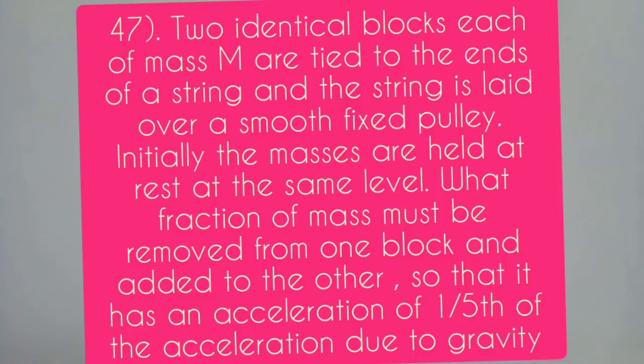Problem number 47. Two identical blocks, each of mass capital M, are tied to the ends of a string and the string is laid over a smooth fixed pulley. Initially, the masses are held at rest at the same level. What fraction of mass must be removed from one block and added to the other so that it has an acceleration of 1 by 5th of acceleration due to gravity?